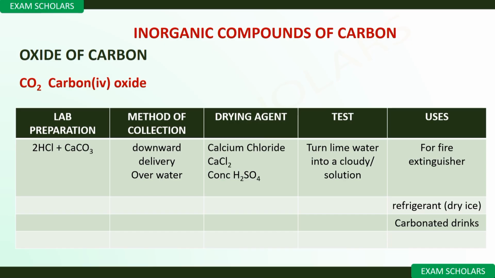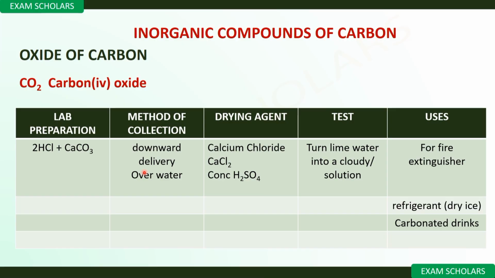When you pour HCl onto CaCO3, that is calcium carbonate, calcium trioxocarbonate, chalk, carbon dioxide will be given off. Now, how do you collect carbon dioxide in the laboratory in this process? You collect it by downward delivery, because carbon dioxide is denser than air. So we have downward delivery, or you can also collect it over water.